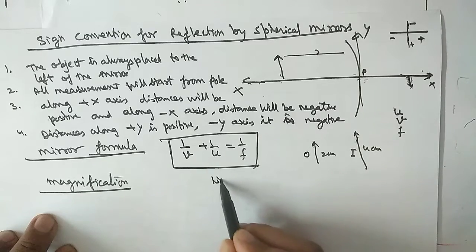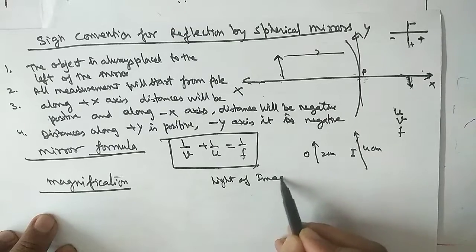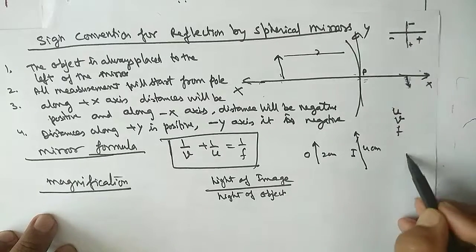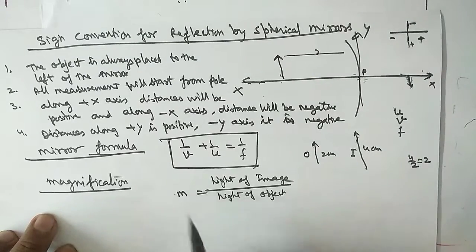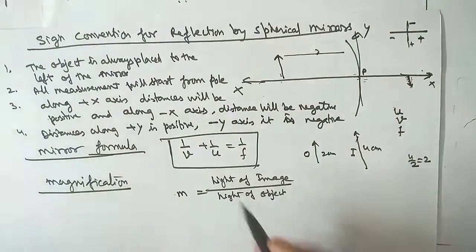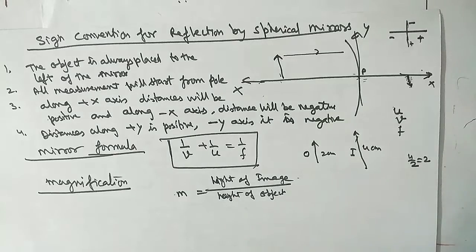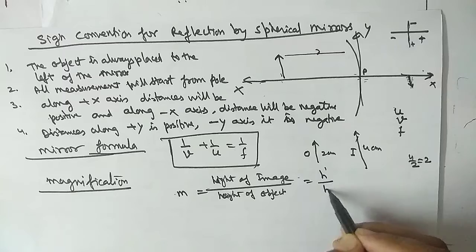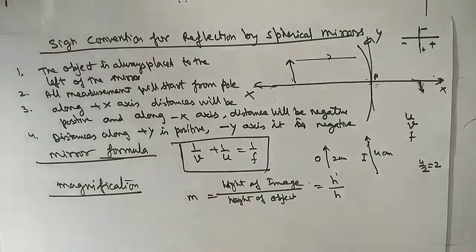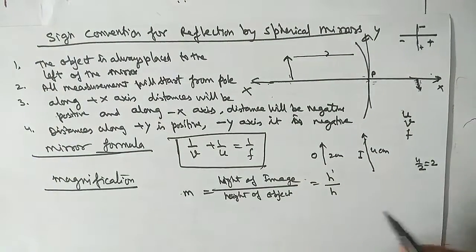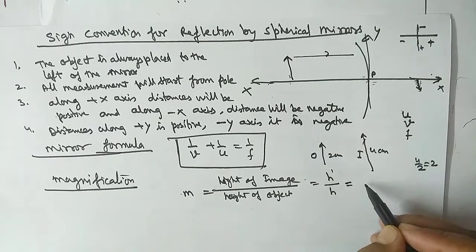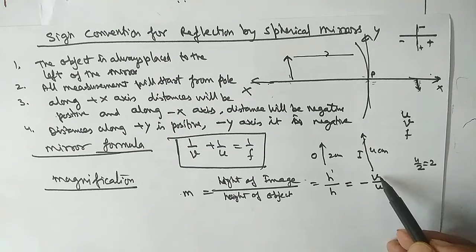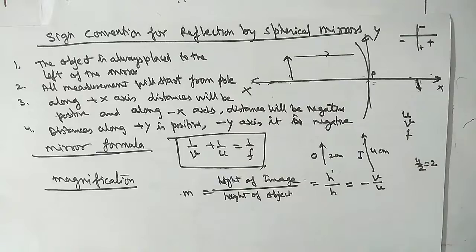So how can you find the value 2? By dividing the height of the image by the height of the object. That is 4 upon 2, which is equal to 2. So this is called the magnification M. So M is the height of the image to the height of the object. If the height of the image is h dash and the height of the object is h, then the formula is M is equal to h dash upon h. Clear? It is also related to v and u by this formula: M equals minus v upon u, that is, the image distance to the object distance. Okay, so remember this formula of magnification.